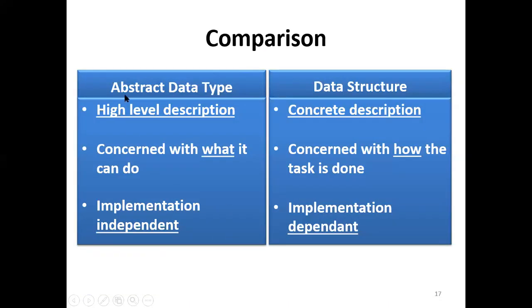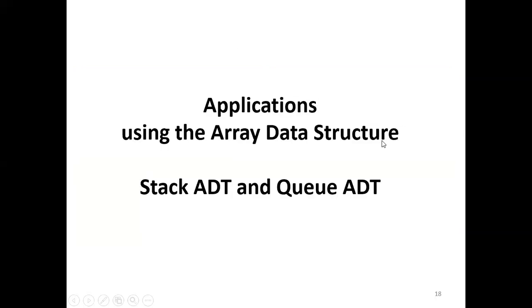Comparing the two, the abstract data type is high level, and the data structure is concrete. Another thing is that the abstract data type is concerned with what can be done, but the data structure is concerned with how the task is done. Then the abstract data type's implementation is independent, but in the data structure, the implementation is dependent.